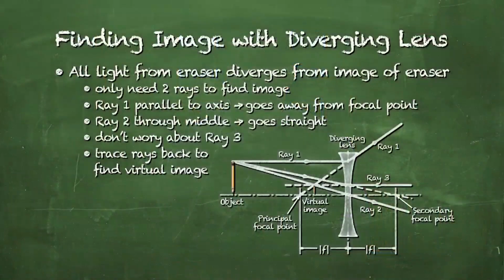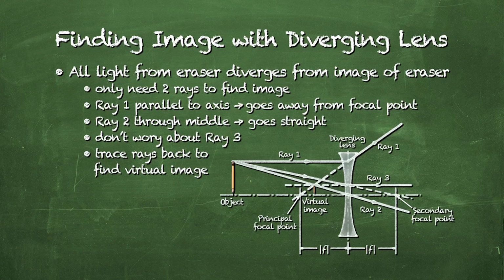We can do something very similar with a diverging lens. Here we have a pencil and a diverging lens. Something is shining light on the pencil, and we have diffuse reflection, and the light goes off in all directions. We have 3 light rays shown. Once again, we only really need 2 light rays, and we're going to stick to ray 1 and ray 2, which are the counterparts of the 2 light rays that we used for a converging lens.